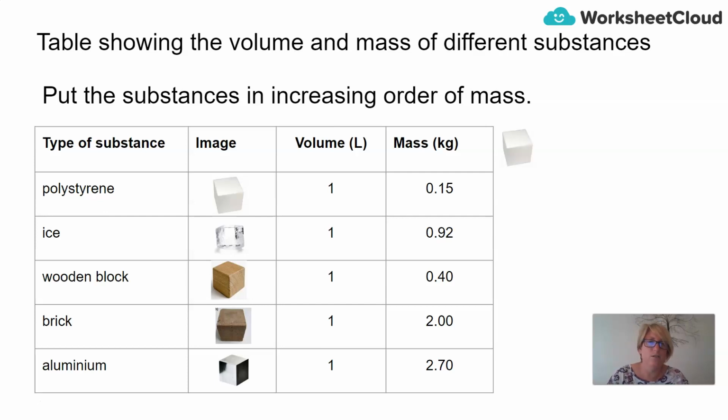So first on our list we have polystyrene, then we have the wooden block, then we have ice, then we have the brick, and then we have aluminium.